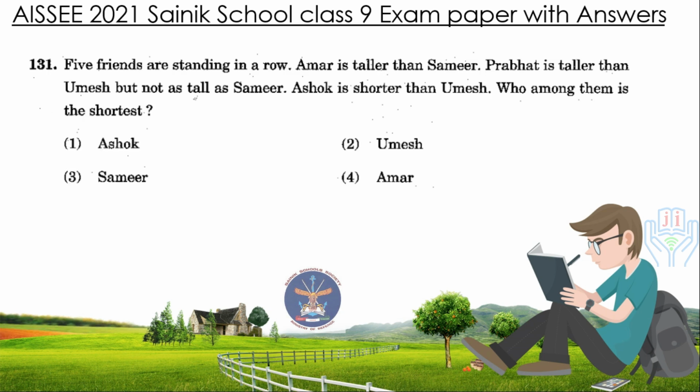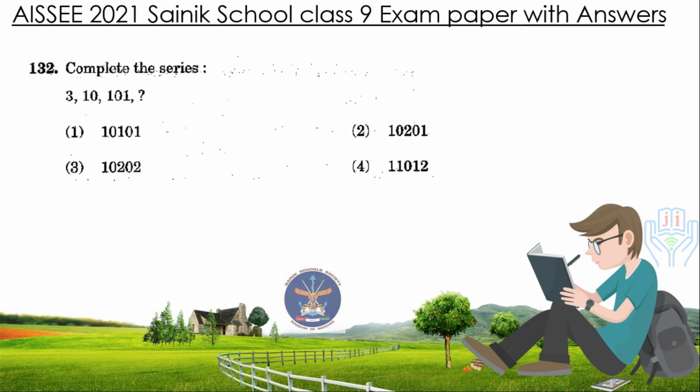5 friends are standing in a row. Amar is taller than Samir. Prabhat is taller than Umesh, but not as tall as Samir. Ashok is shorter than Umesh. Who among them is the shortest? Ashok among them is the shortest. Complete the series 3, 10, 101 and next one is 10202.